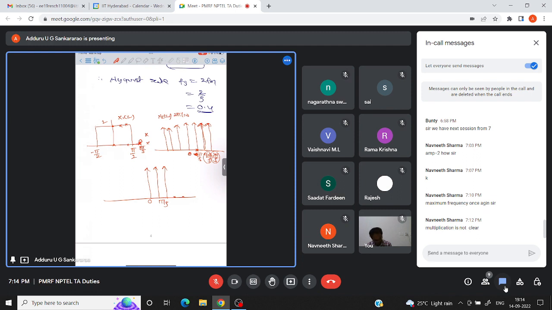You got it, right? Similarly for negative frequencies. At minus pi by 5 you have non-zero amplitude to multiply, similarly at minus 2 pi by 5. But at minus 3 pi by 5, the amplitude in X1 of omega is 0, so you will get zeros. Is that okay? So at each n, you have to multiply the amplitudes.